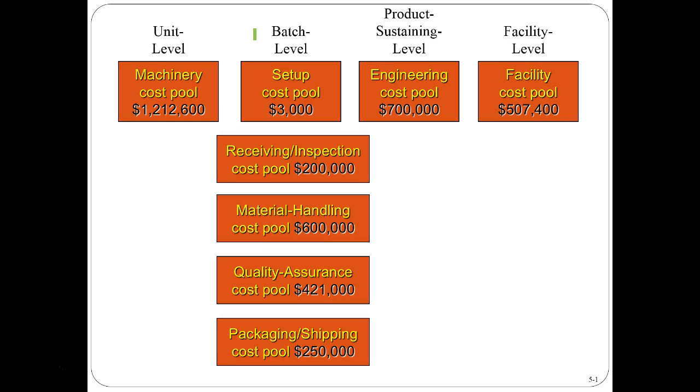So a batch level would be types of activities that the cost is going to be in batches rather than per unit. And then product sustaining level might be something like maintenance of the machinery or something like that, which might not happen even every batch, but it happens periodically, and then we're going to have to figure out some way to allocate that number. And facility level being more broad even than that, and would be thinking about how can we allocate the items that are in the facility cost pool.